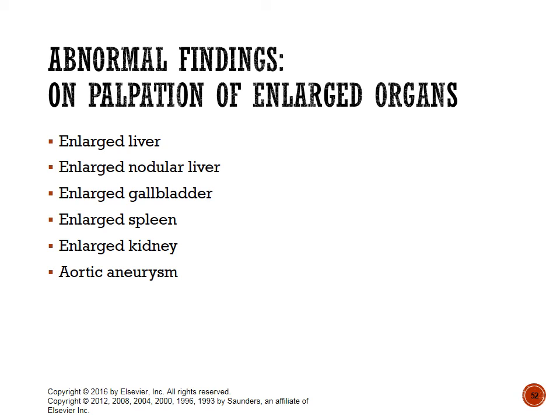Enlarged kidneys, you can see it would come down below that rib cage, and then the aortic aneurysm. Remember, we don't necessarily want to palpate that. Now, if we just happened across it when we're palpating, that's a different story, but we're probably going to be hearing a bruit.